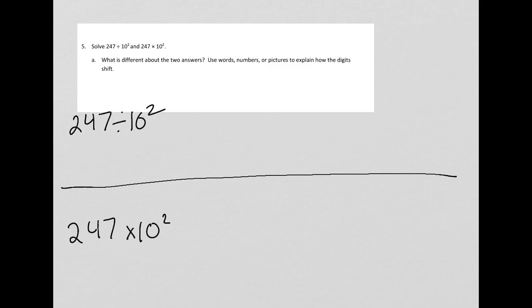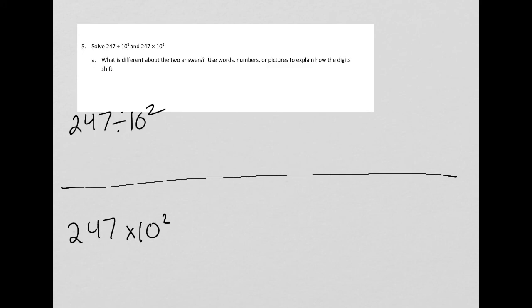So just looking at these, I can tell what's going to be different. In this first equation, 247 divided by 10 to the 2nd power, we're looking at division, which means our answer is going to be smaller. And in our second equation, 247 times 10 to the 2nd power, we're looking at multiplication. So our answer is going to be bigger. But let's solve it and we can prove it.